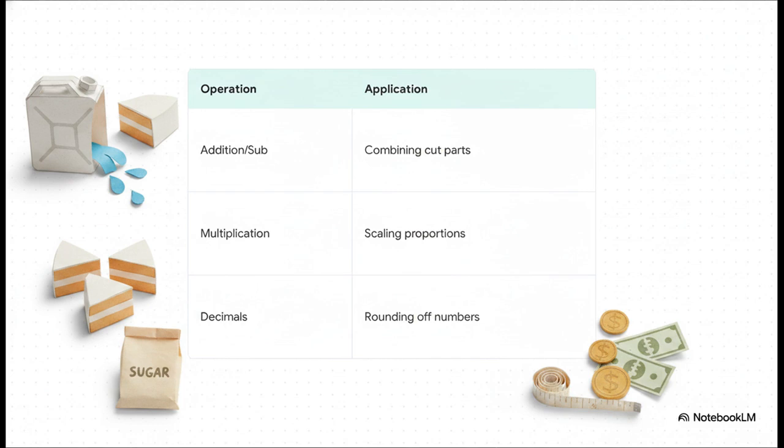For multiplication, it's all about scaling proportions and percentages. Say a recipe for a cake needs half a kilogram of sugar, but you want to bake 3 cakes for a party. What do you do? You multiply. And let's not forget decimals, which, remember, are just another way of writing fractions. You use them all the time when rounding off numbers, dealing with money, or measuring exact lengths.